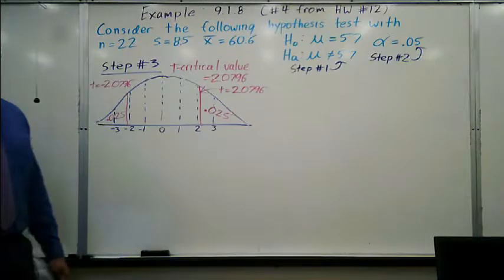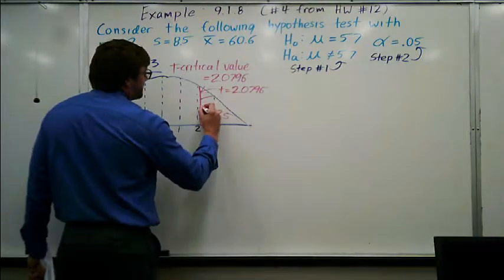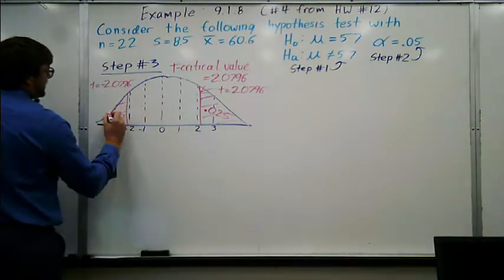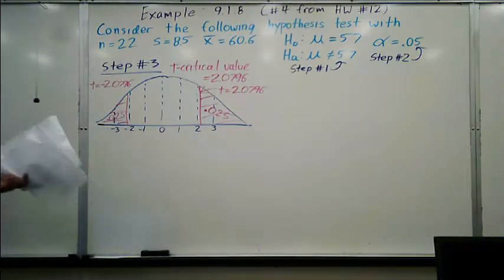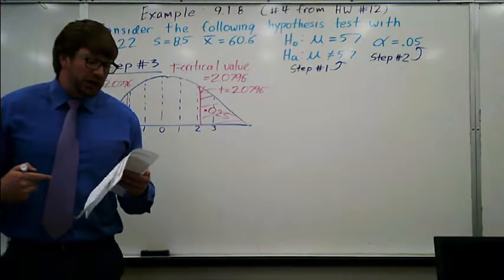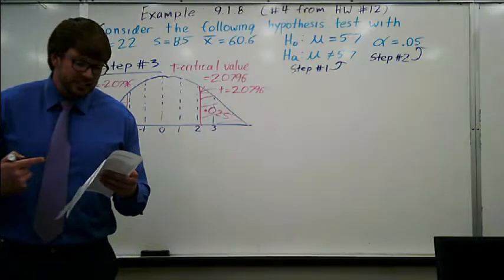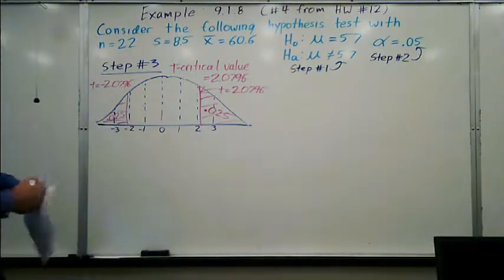So again, if we want to think about this in terms of rejection regions, this is going to be one rejection region. This is going to be another rejection region. So, looks like that's all for step number 3. Moving on along, step number 4, well, the general steps tell you to calculate the z critical or the z value for your test statistic, and in this case though it's going to be a t value.